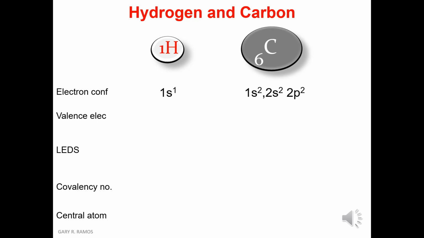The electron configuration of hydrogen is 1s1, while the electron configuration of carbon is 1s2, 2s2, 2p2. The valence electron of hydrogen is 1, since it has one electron at the outermost shell, while the carbon, the valence electron is 4, since it has 4 electrons at the outermost shell.